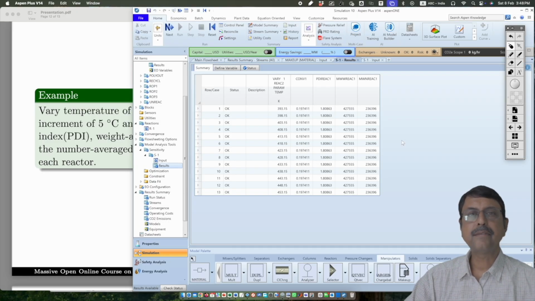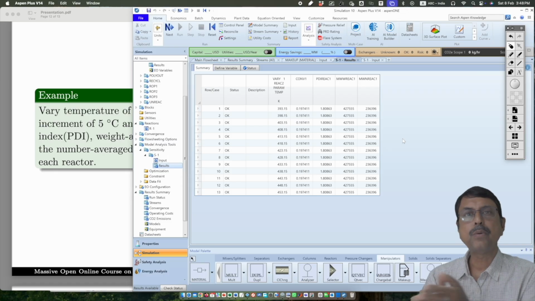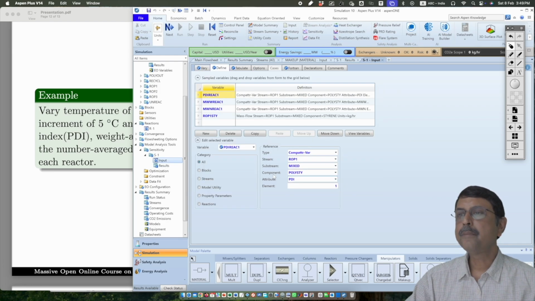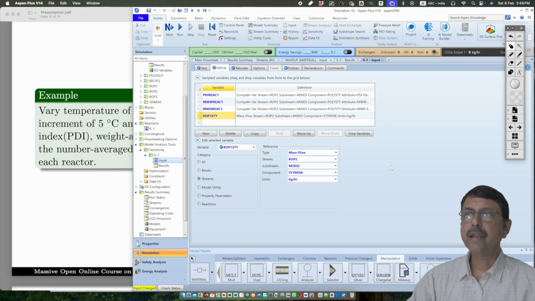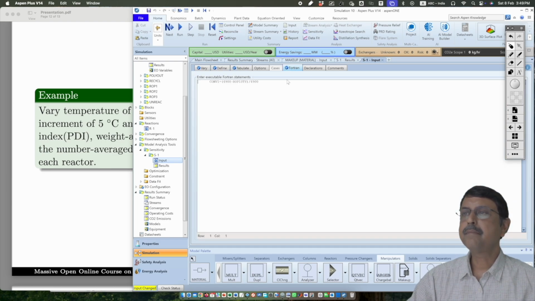Now let us see what happens if the same PDI, MWW, MWN and conversion, if you shift from ROP1 to ROP2, that is the output of the reactor 2 instead of reactor 1, then what happens to this result? For that, we have to go back to the input, and in PDI react, instead of stream 1, you change it to stream 2. MWW react, instead of stream 1, you change it to stream 2. All other definitions remain the same. MWN, instead of ROP1, you change it to ROP2. And this one also, instead of ROP1, you change it to ROP2. And now, the tabulation remains the same. This one remains the same.